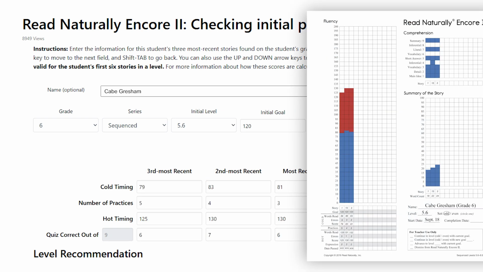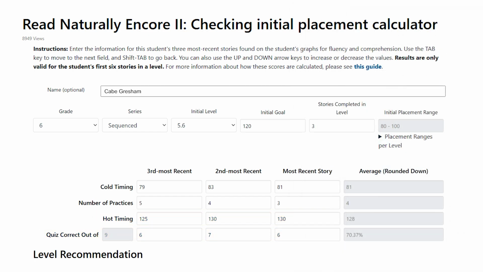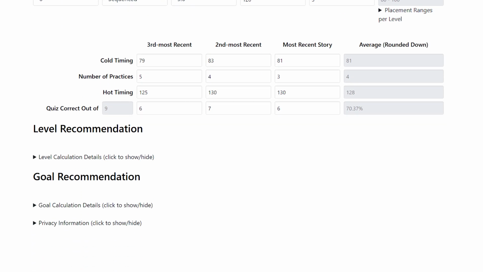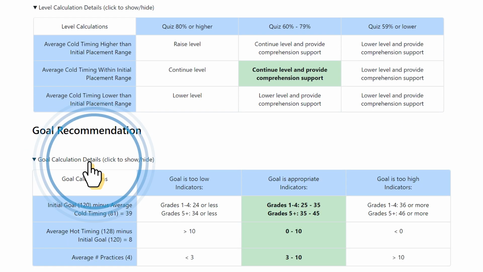So, Ms. Wells enters the values for the cold timing, number of practices, hot timing, and quiz questions correct for the most recent 3 stories. She checks that she's entered the data correctly to be sure she gets the right recommendations. As soon as the data is entered, the calculator displays a recommendation for the level and for the goal. Let's understand why the calculator made these recommendations.